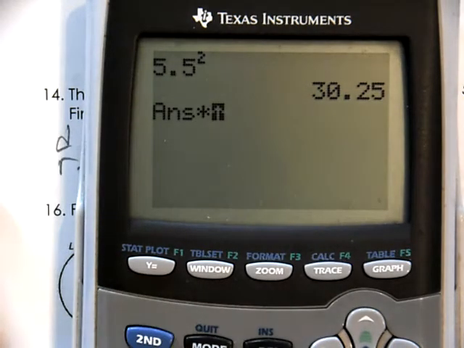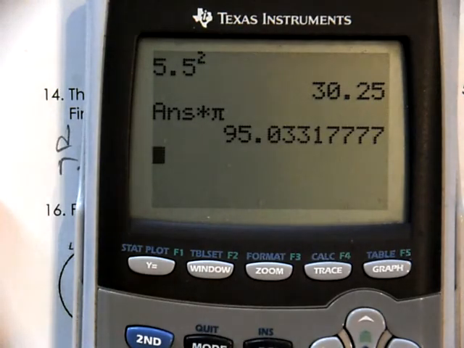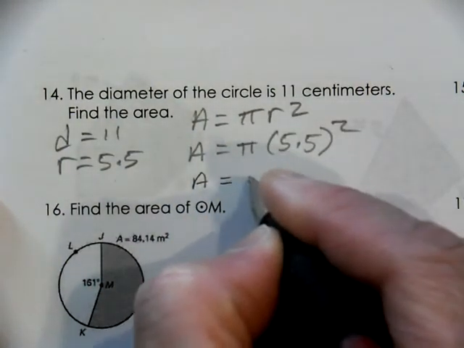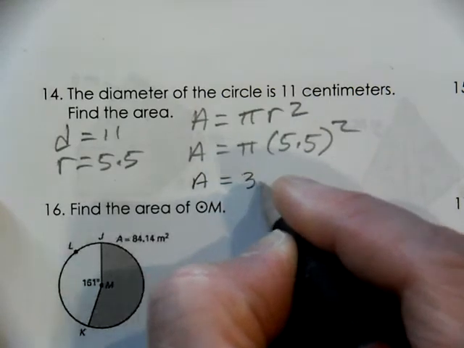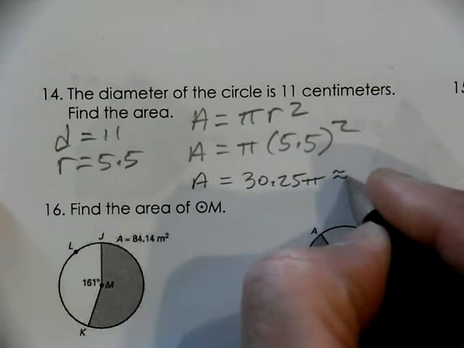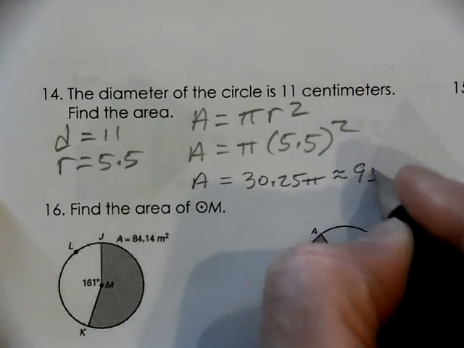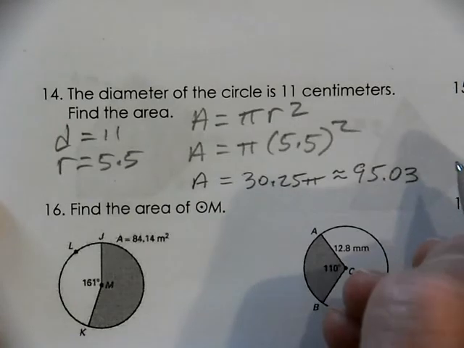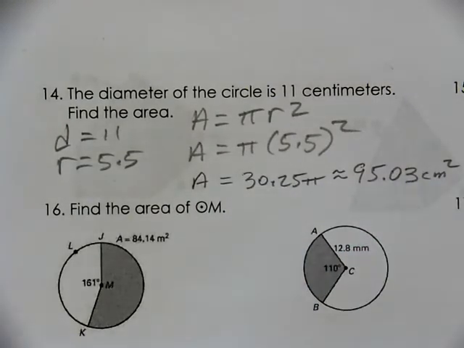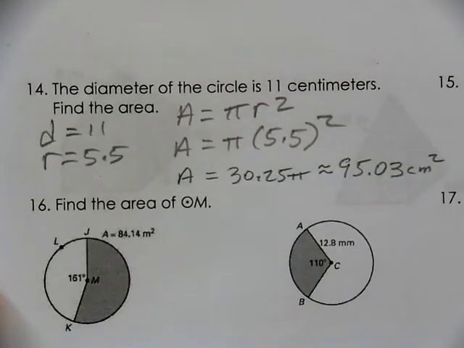But if we times that to pi, then we get a decimal version. So we have 30.25 pi, which is approximately 95.03. And those would be square centimeters. Areas are the tiles on the floor.